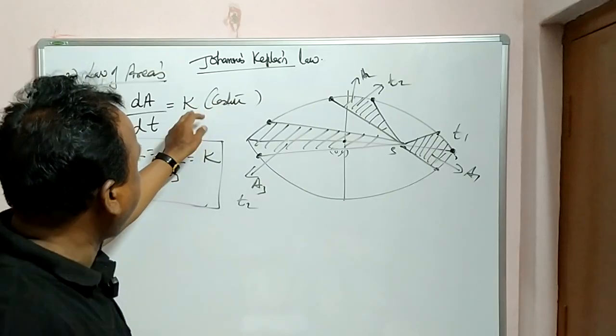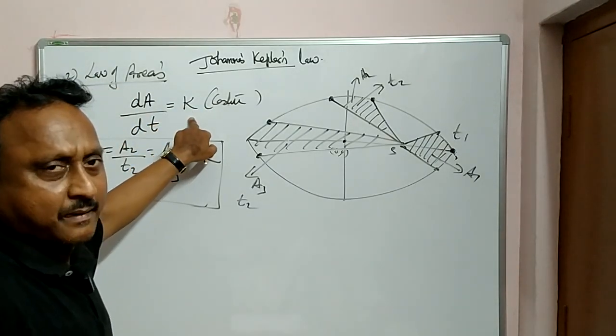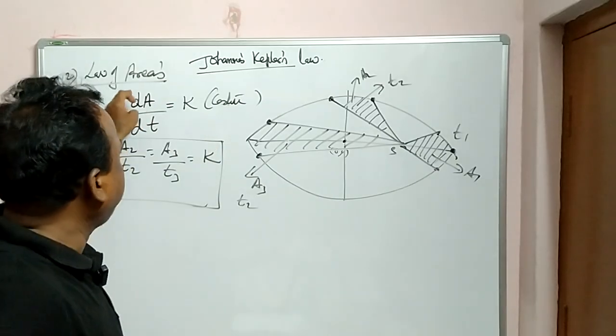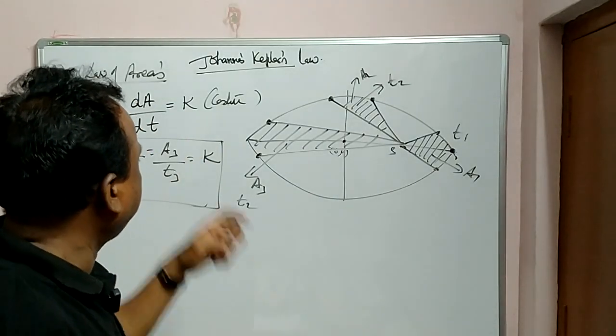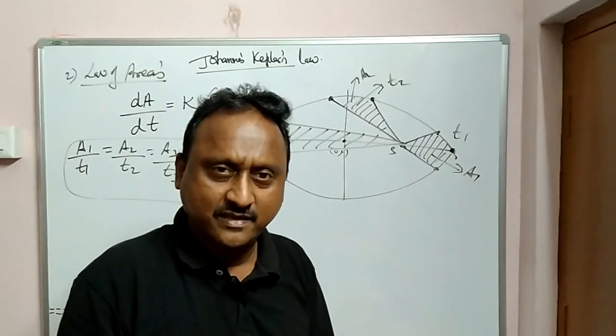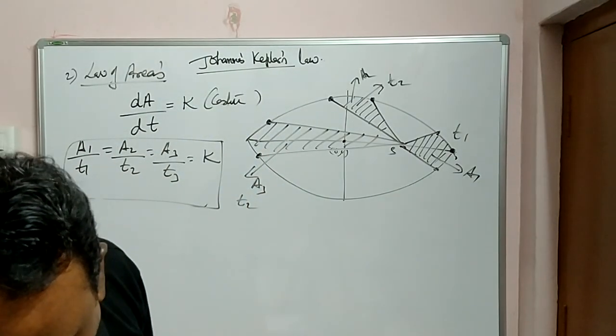This is also called the law of areas. Either way, dA by dt is equal to constant. That means a1 by t1 is equal to a2 by t2 is equal to a3 by t3 is equal to constant. Very, very important, the second law. It is also called aerial velocity.